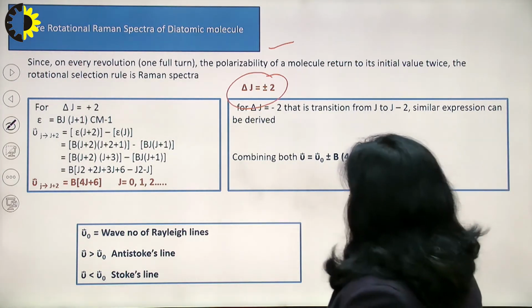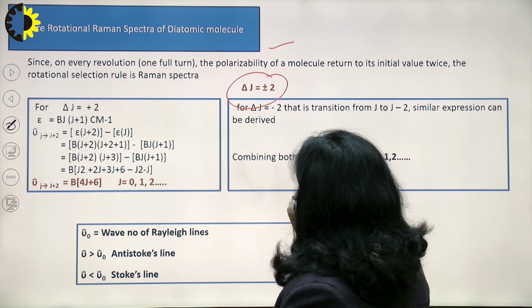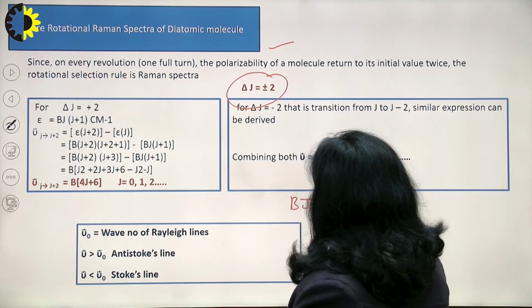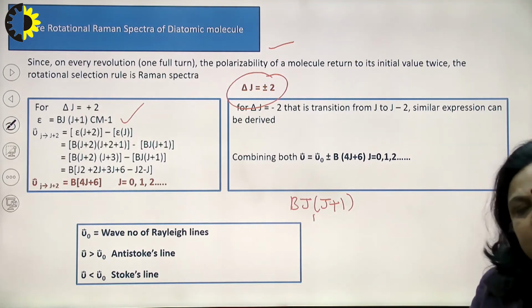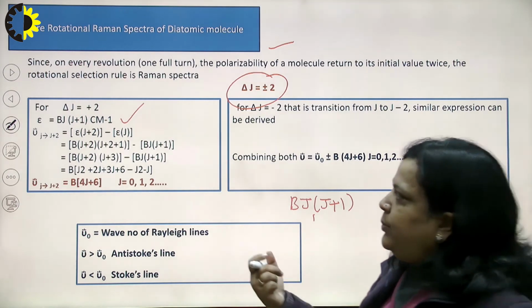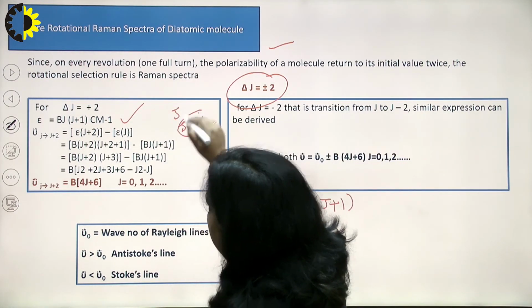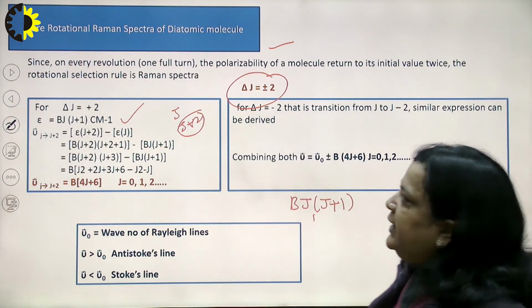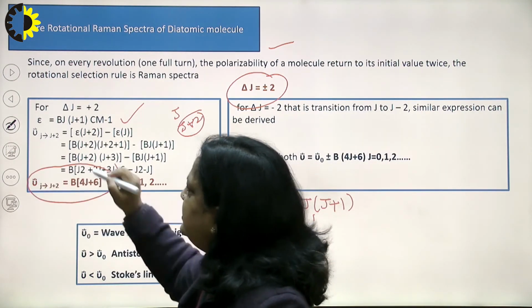For rotational spectroscopy, we know that the energy is B into J into J plus 1, in centimeter inverse. So, if we want the change in energy, or the energy required for transition, we can put the first level J and another level J plus 2. And when we put the values J and J plus 2, then we get delta E or delta nu is B into 4J plus 6.